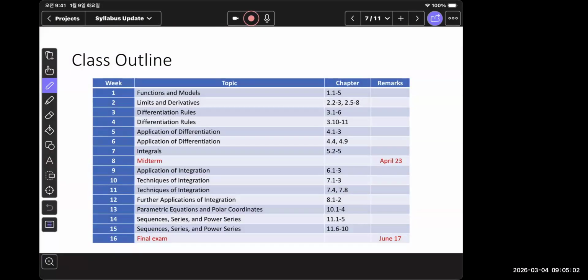And here is my plan. Here is the outline of the class in this semester. Our class will continue for 16 weeks. After 7 weeks, we will have the midterm, and the midterm will be given on, just a second.